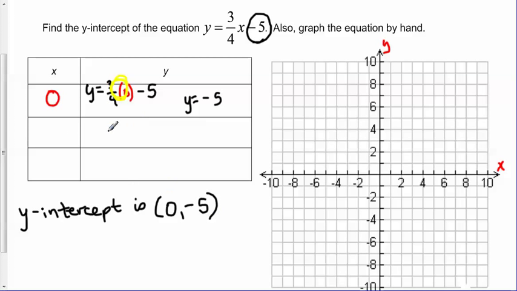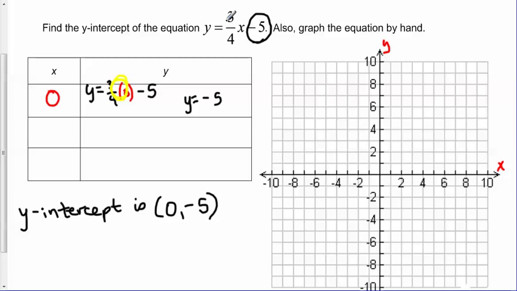Okay. Now we need to find a couple of more values to choose. So here's what we're going to do. We could choose any value for x that we wanted to, but there are certain values for x that will make working with this fraction easier. What we want to do is we want to choose a value for x that will allow the denominator to cancel out. We want to choose multiples of the denominator.